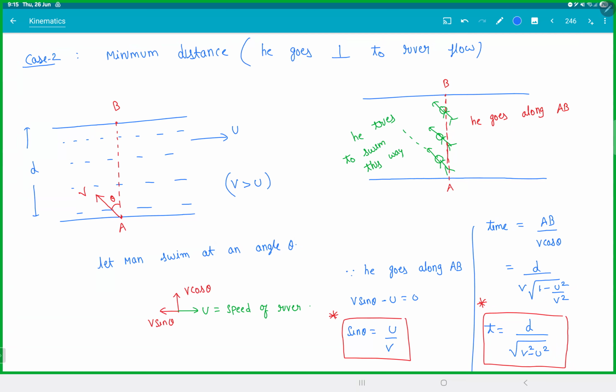These are the two results for the minimum distance. So at what angle should you swim? Sin theta equals u by v. In how much time will you cross the river? D by root over v square minus u square.